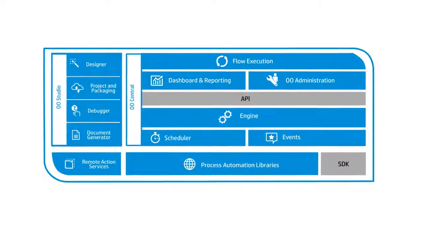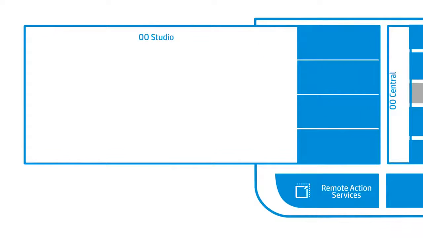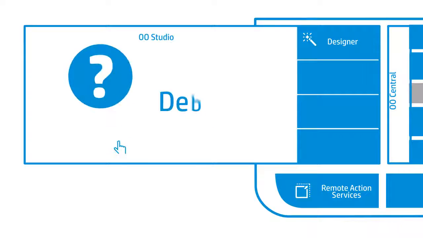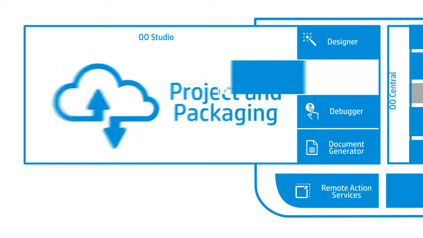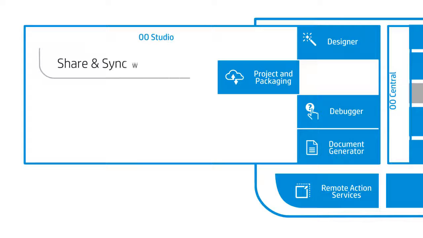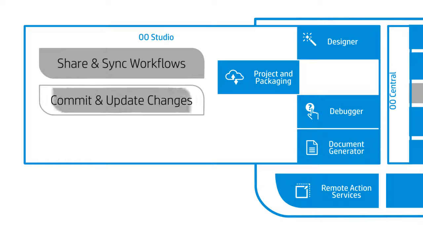As part of HP 0010, the OO Studio provides an easy-to-use interface using an intuitive drag-and-wire design to create and customize new flows, debug flows, and generate documents. In the new version of OO Studio, authors are now able to share and sync on common workflows using industry-standard source control tools and use the Studio graphical user interface to commit and update project changes.